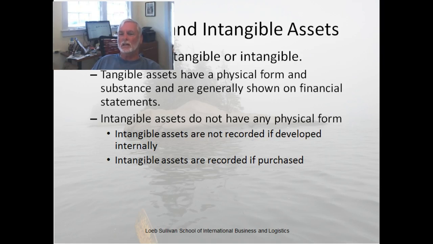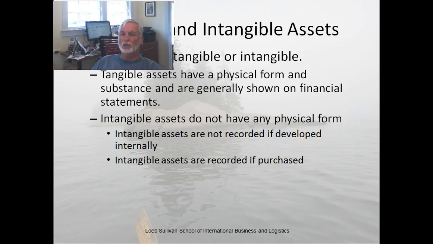So therefore, intangible assets can be treated differently depending on how they're acquired. If they're developed internally, they don't show on the balance sheet. If they're purchased from outside, they do show on the balance sheet. So that's a little bit of a twist. That comes from an accounting principle that's very embedded in generally accepted accounting principles in the US, which is called historical cost. What did I pay for it?